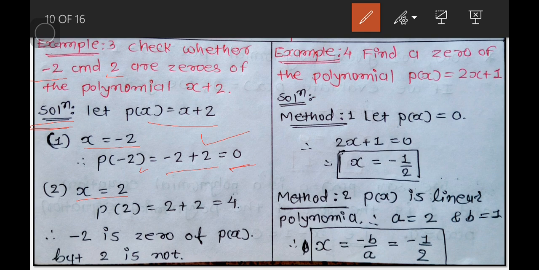Here we put x is equal to 2 in the given polynomial. So p of 2 is equal to 2 plus 2, which is 4. So we can't get 0. So we can't say that the given value is a 0 of the polynomial x plus 2. So it is not a 0 of the polynomial. So minus 2 is a 0 of polynomial p of x, but 2 is not a 0 of polynomial p of x.